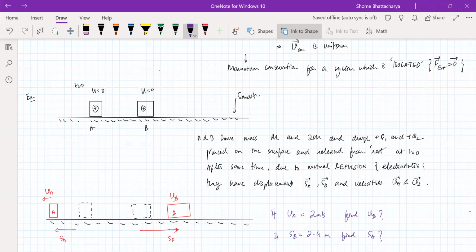Okay people, let's complete this problem. Here the net force on the system is zero because there is only the mutual force of repulsion between them, so that action-reaction pair cancels. Other forces like normal reaction and weight cancel each other. So the net external force on the system is zero.